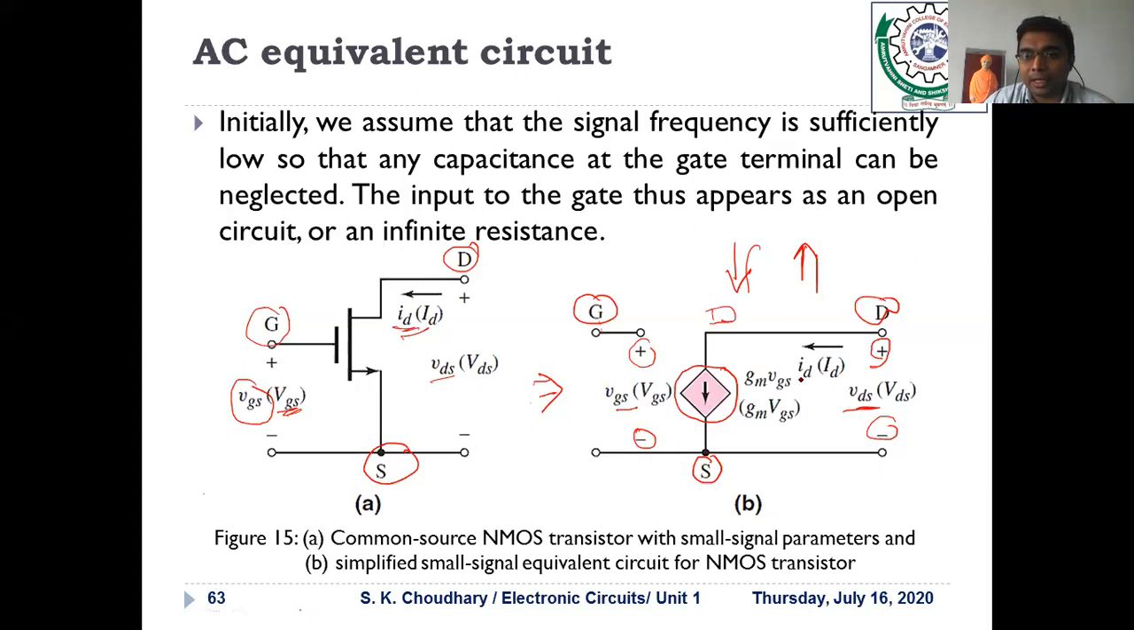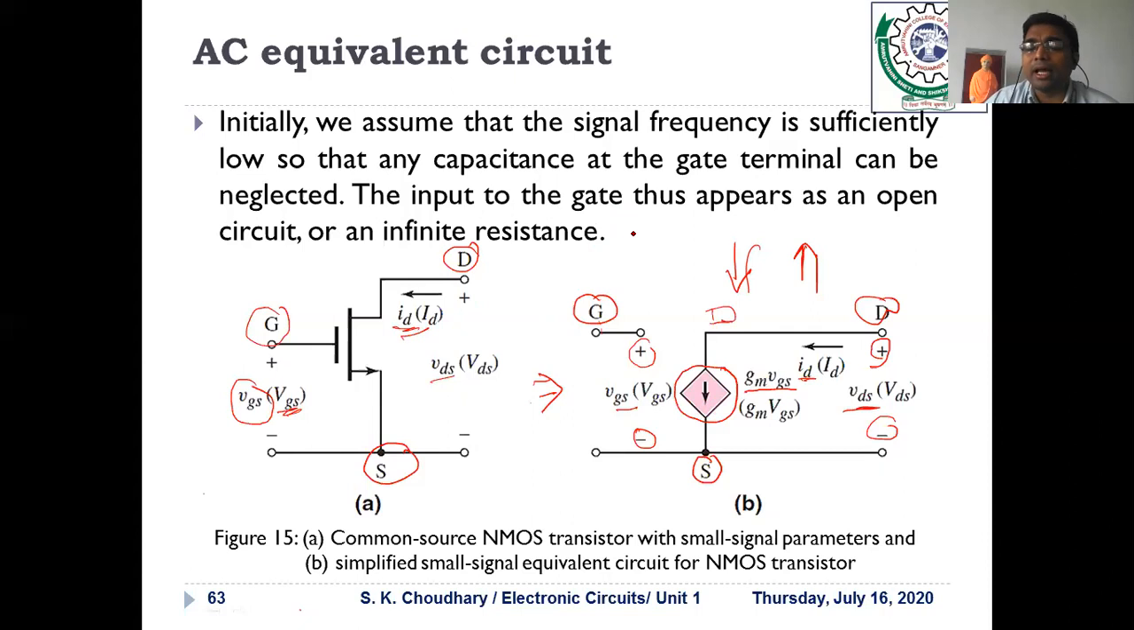This is ID. This ID is flowing here. But if you see the value near this dependent current symbol, there is a GM VGS. So you can see a new term has been used, that is called the GM. Okay. So what is the GM actually?